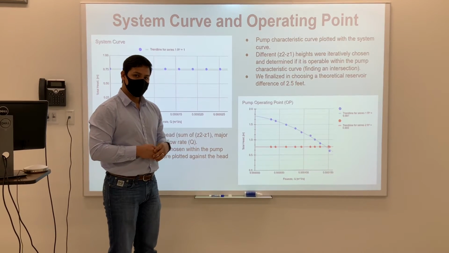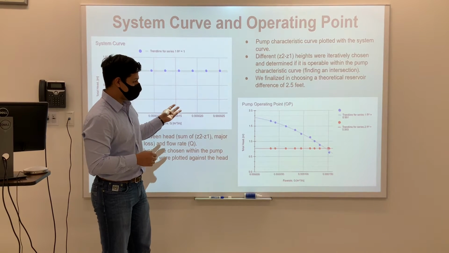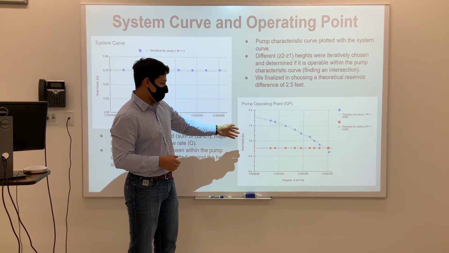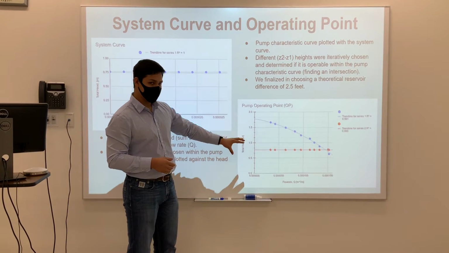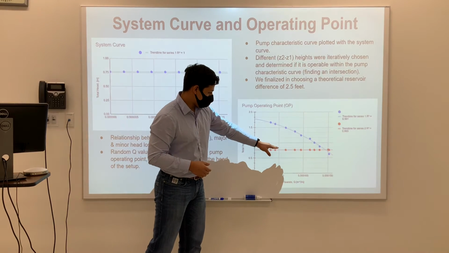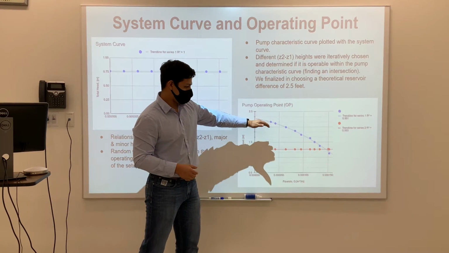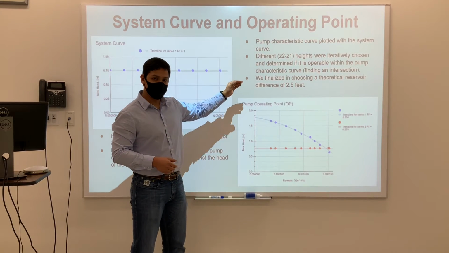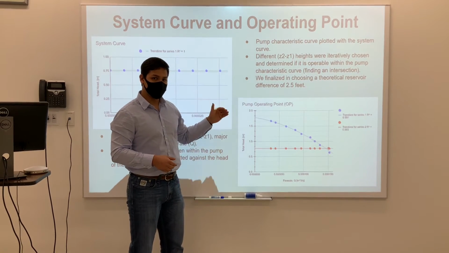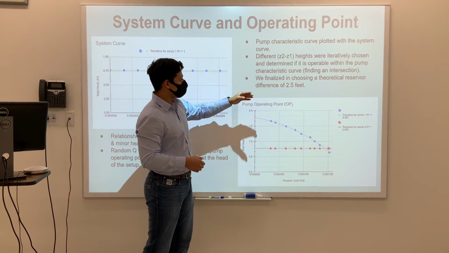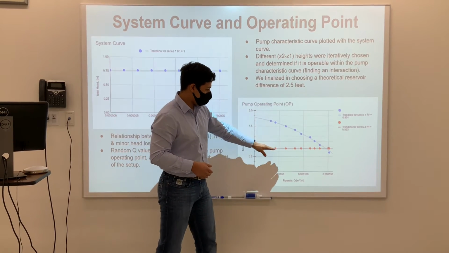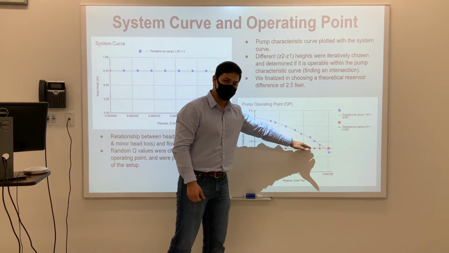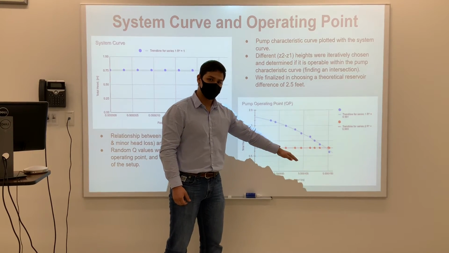Having produced the 2 plots from before, they're now plotted here together, helping us find the pump operation point. This required multiple iterations, and here this flat line is the system curve, the blue line is the pump characteristic curve, and the iteration portion of it came in the form of choosing different heights between the bottom and the top reservoir. We ended up going with 2.5 feet, and as you can see here, it actually produced an intersection point, which means that it's within our pump characteristic curve and it's an operable flow rate and reservoir height.